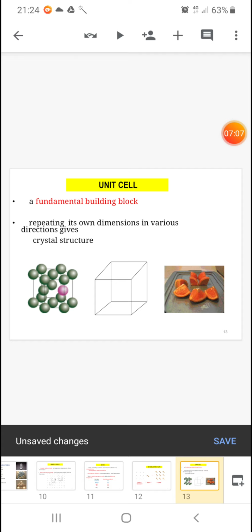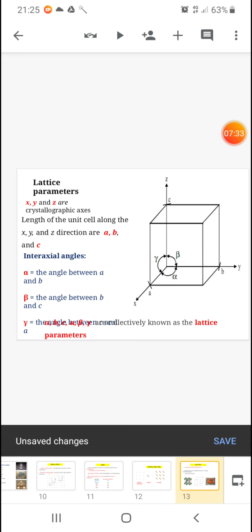Suppose in the middle figure we observe carefully, then we observe that unit cells appear on the left hand side, right hand side, upper side, and lower side. In this way, the fundamental building blocks are arranged in a repeating manner in their own dimensions in various directions, and this is called the unit cell.